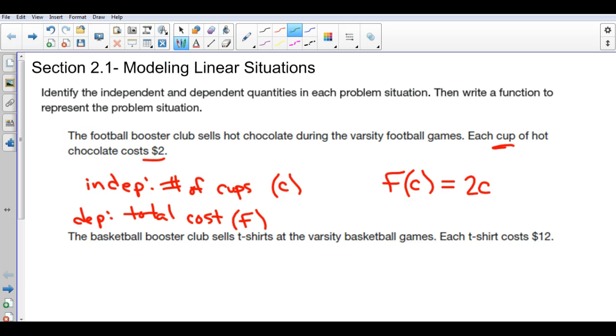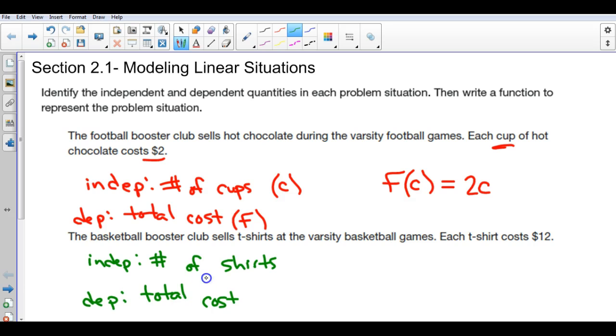Next one. The Basketball Booster Club sells t-shirts at the varsity basketball games. Each t-shirt costs $12. My independent quantity is like the last one. You can't buy 1.5 shirts, they're selling whole shirts. So it's the number of shirts that they sell. Then very similar to the last one, your dependent quantity is the total cost. Or instead of cost, you could say it's the income, because the Booster Club is selling them and getting that money.